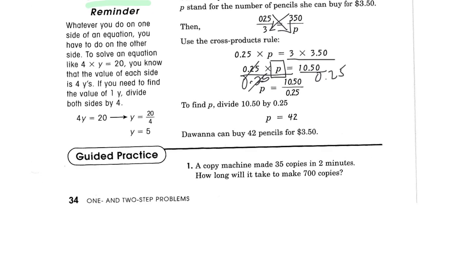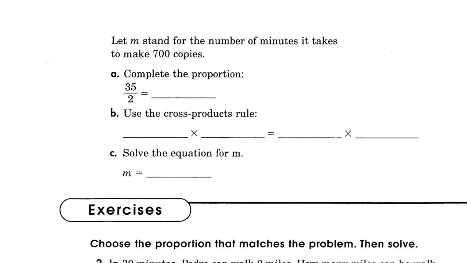Now, we're going to start on this page and then we'll go over to the next. A copy machine makes 35 copies in 2 minutes. How long will it take to make 700 copies? That's the question. We'll go on to the next page to solve the problem. Okay. Let M stand for the number of minutes it takes to make 700 copies. Part A says complete the proportion. Well, from the page before, we knew it was 35 copies in 2 minutes. So over here, we know that we are going to make 700 copies, and we want to know how many minutes. So that's the proportion that we set up.